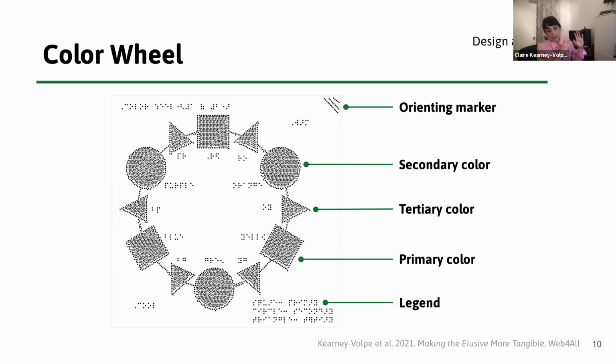So we take it from its Illustrator output and then convert it to a dot format just before embossing. It's black and white and in these pixelated dots. And I'm highlighting that we've used orienting markers in the top right of the diagram, and what each of the shapes mean.